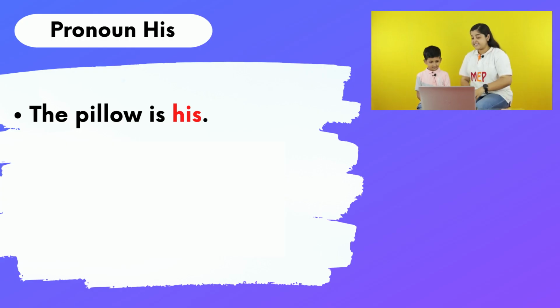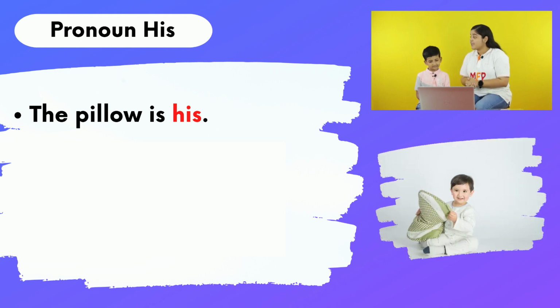Rudy, read the first example. The pillow is his. Right. So, in this sentence, pronoun his tells us that the pillow belongs to third person singular male. And tell me, is it followed by a noun or not? It is not followed by a noun. Correct. Therefore, it is a possessive pronoun.